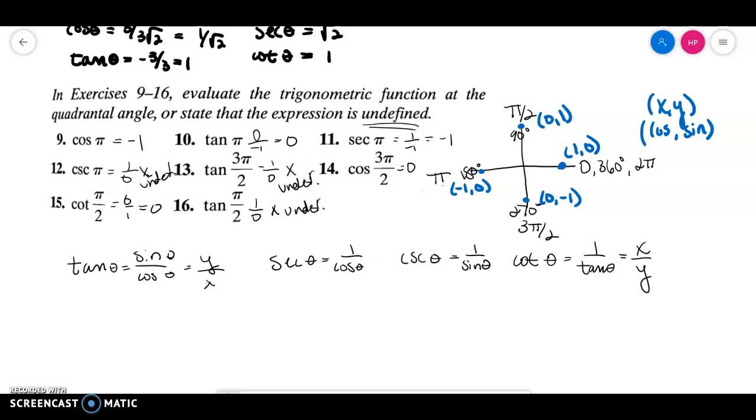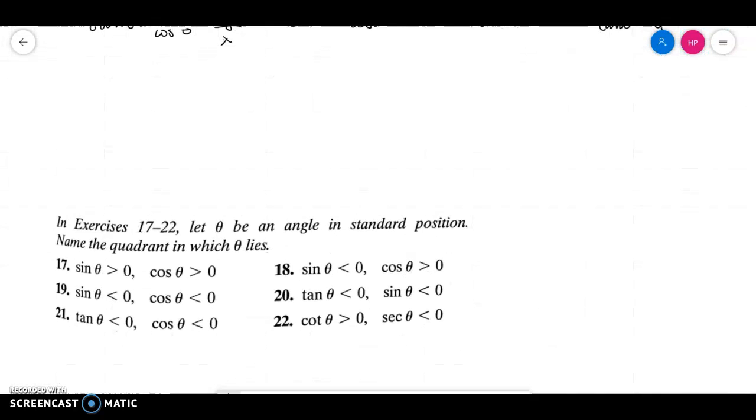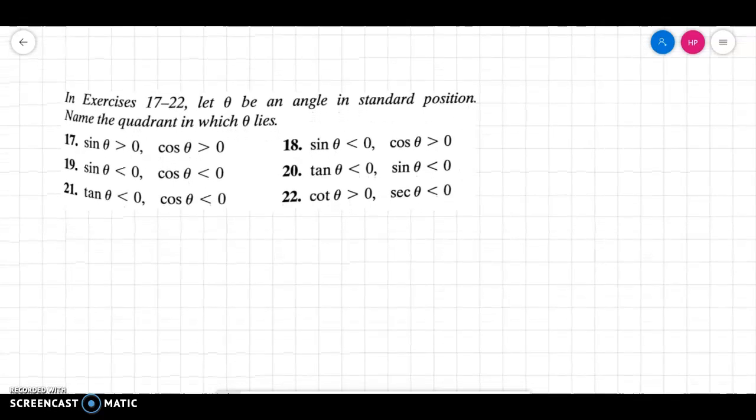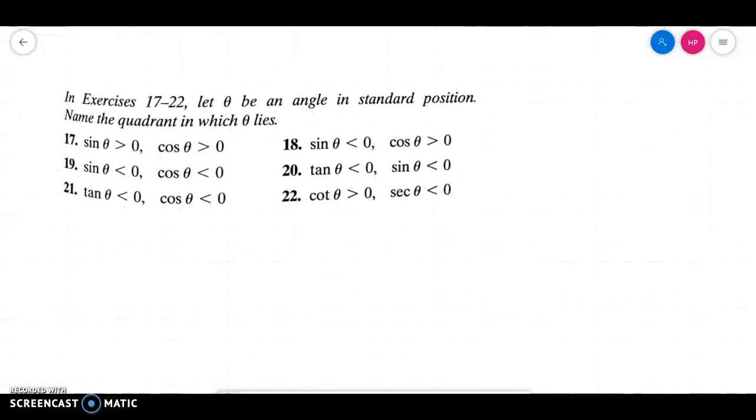So last but not least, and these are some of my favorites for whatever reason, name the quadrant that the angle ends up in. And so recognizing when these values are positive and when they are negative. So I like these, I think, because I like to draw them. So the sine of theta is going to be greater than 0. That's just fancy for saying that it's positive. Cosine also being positive. Less than 0 we'll take a look at. So this is when we have a negative positive combo.